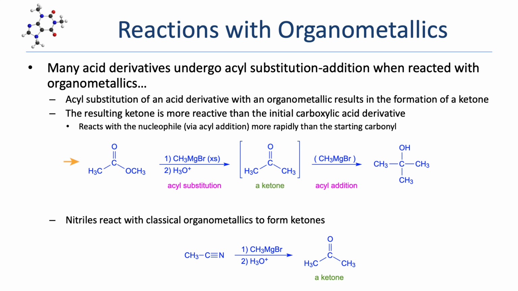And remember that ketones are more reactive than most of the acid derivatives. As this ketone is produced, it reacts with the Grignard reagent more quickly than the original ester. As it's formed, the ketone undergoes an acyl addition with a second equivalent of the Grignard reagent, ultimately forming an alcohol. The reaction of a ketone with a Grignard reagent is something we've seen before.